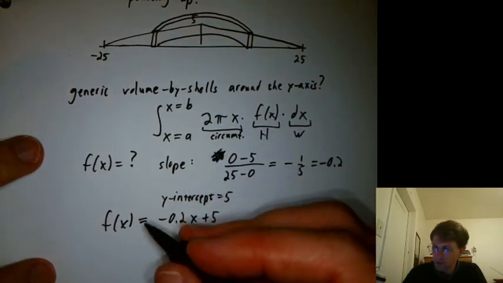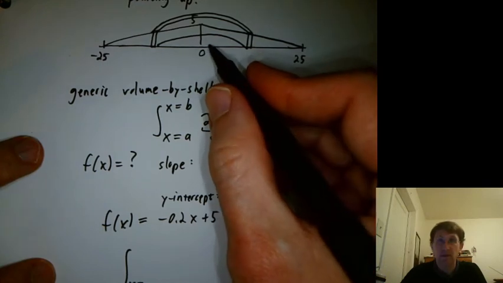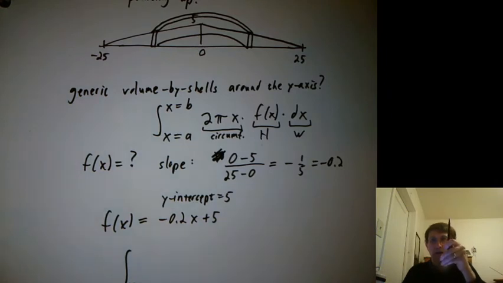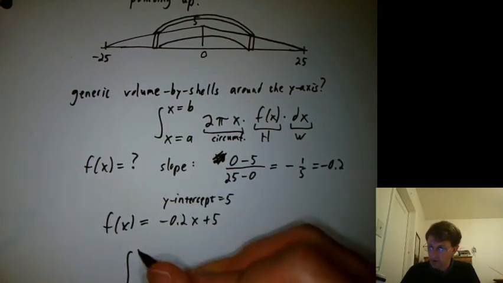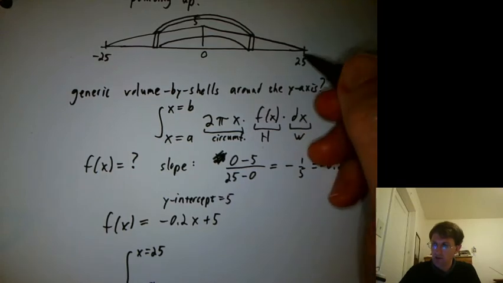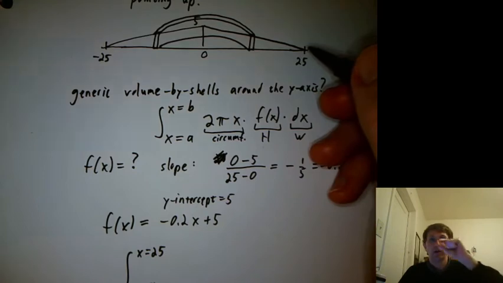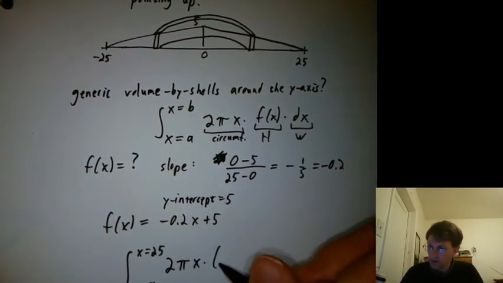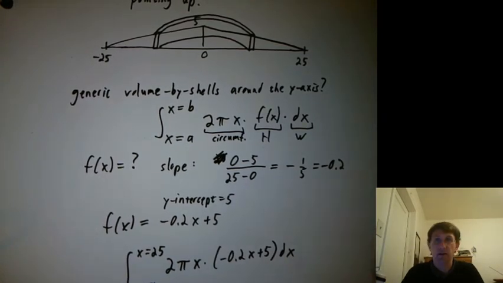What's my starting and stopping point? I'm starting at 0 with very thin shells, basically a straight line up, but they're fairly tall in this case. So starting at 0, going all the way out to a radius of 25, where the shells are very short, but they go a long way around. They have a long circumference. So 2 pi x times negative 0.2x plus 5 dx.